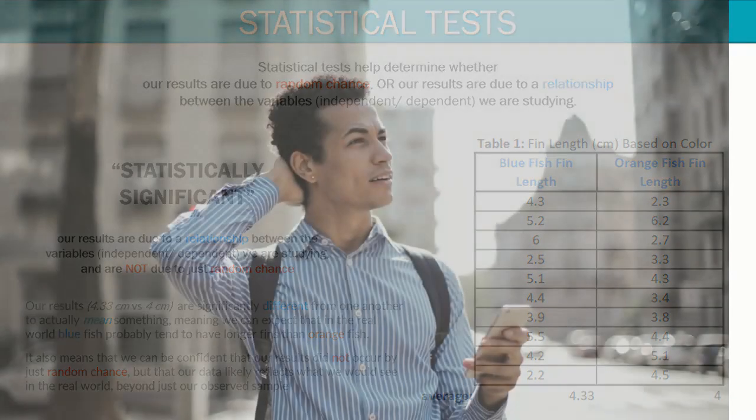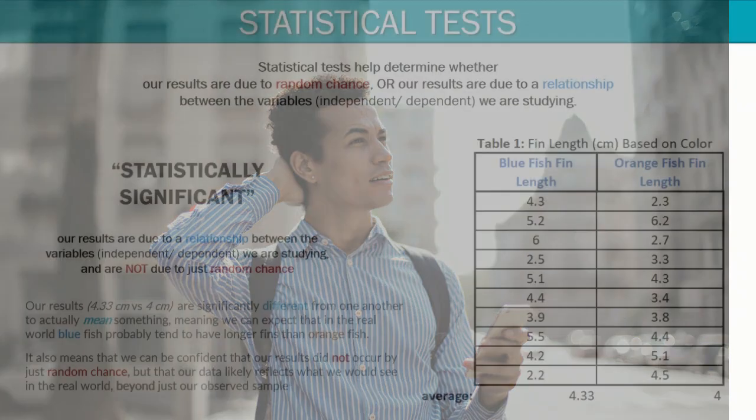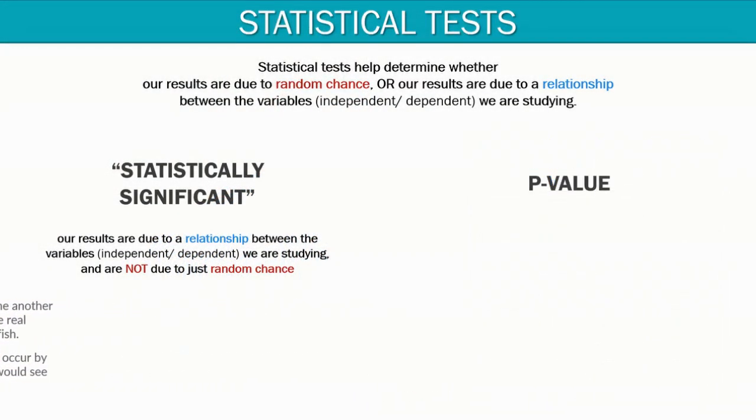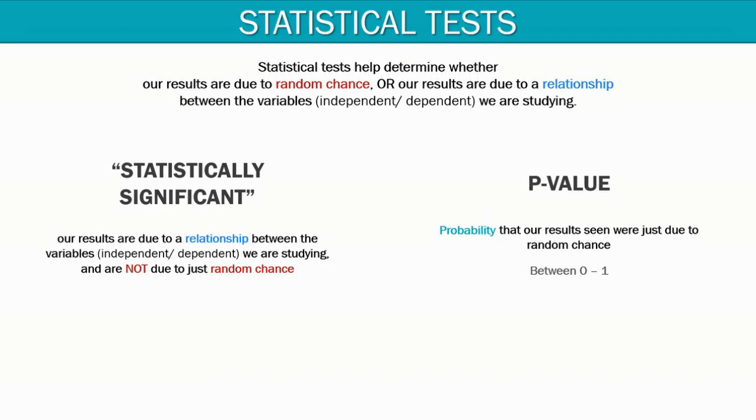But how can we tell whether or not something is statistically significant? We can determine whether something is statistically significant by running a statistical test, which outputs something called a p-value. I will show you the steps on how we run a statistical test later, but for right now, all you need to know is that the p in p-value stands for probability, because the p-value represents the probability that the results we saw were due to just random chance. Since it's a probability though, that means that a p-value must always be between 0 and 1.